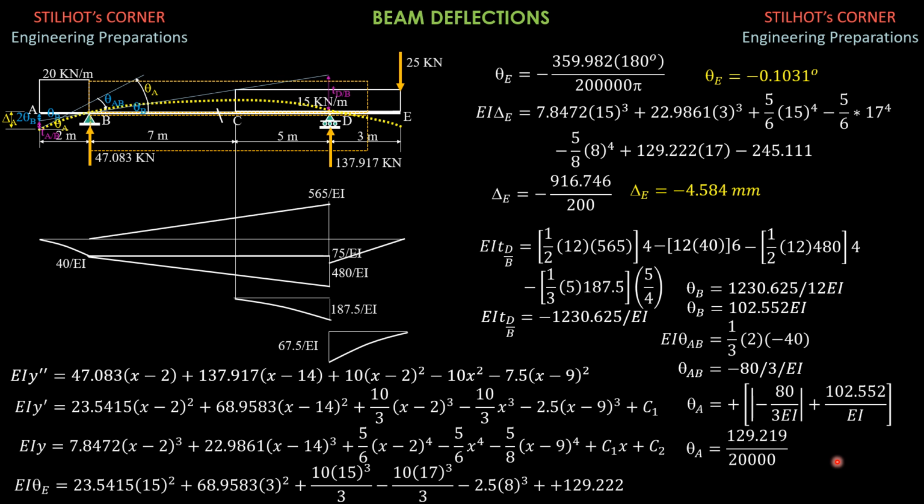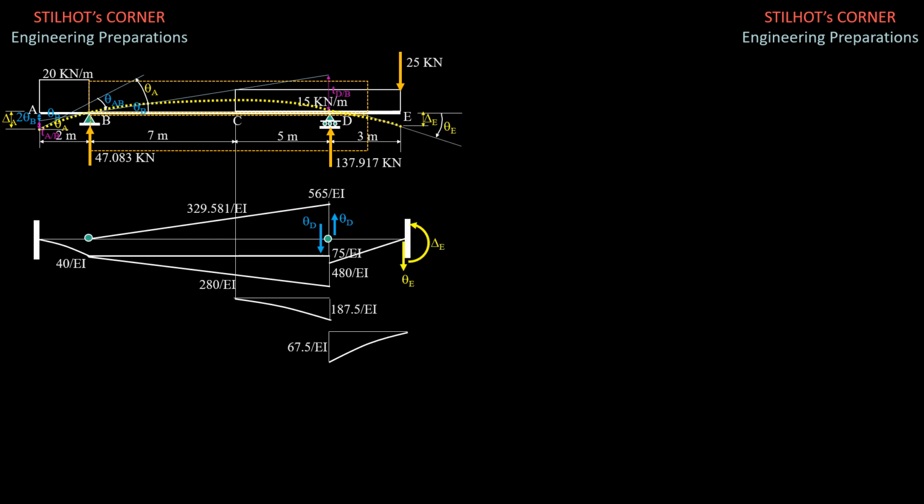So theta A therefore is 129.219 over 200,000 times 180 degrees over pi. So theta A is equal to 0.03702 degrees, which is the same as the answer before. Then for delta A, we have to compute deviation of A relative to B. So theta A is 0.037.